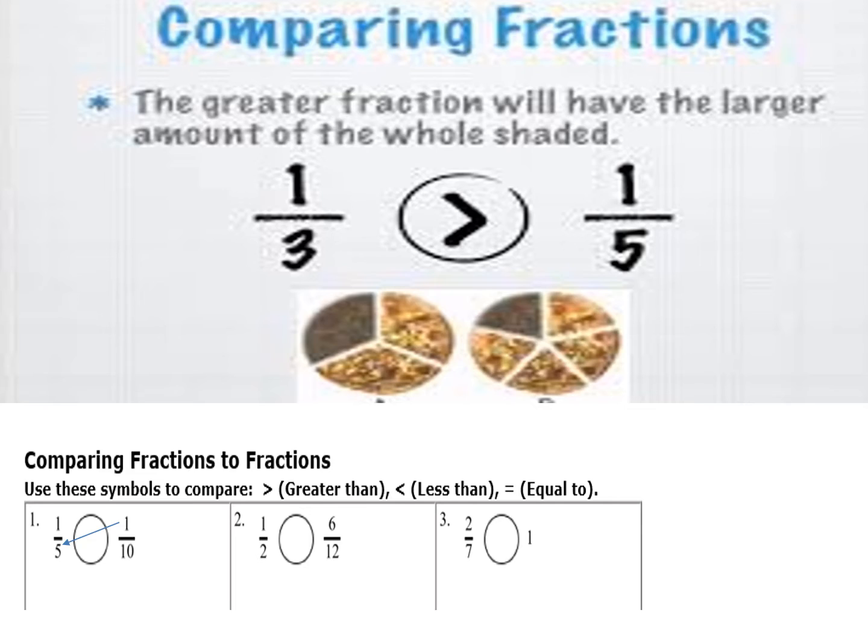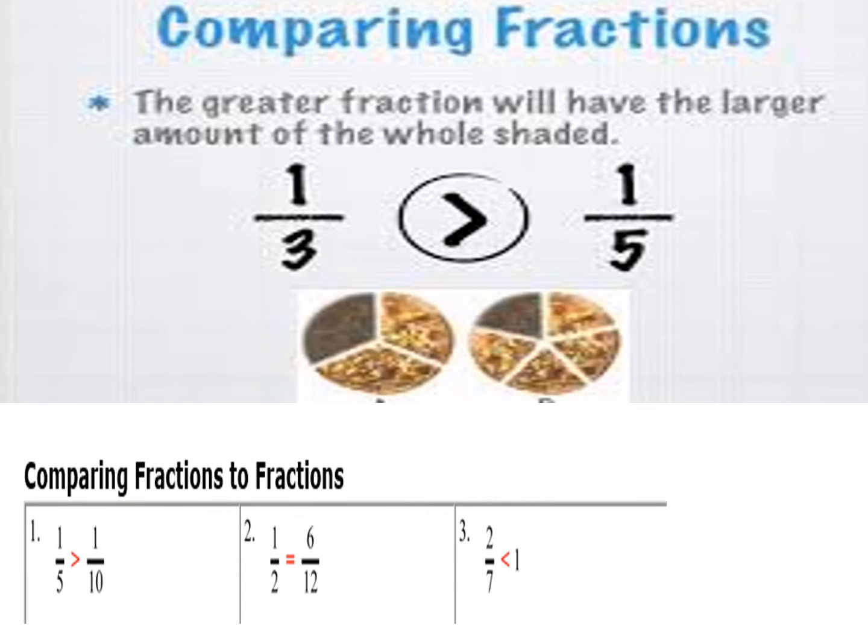Here are some exercises. When you have the same numerator, you can compare the denominators, or you can cross multiply. For example, 1 times 5 is 5. 1 times 10 is 10, so 10 is greater than 5, so the first one is greater than the others. And you can solve the other exercises by the same method, and here is the answer key for them.